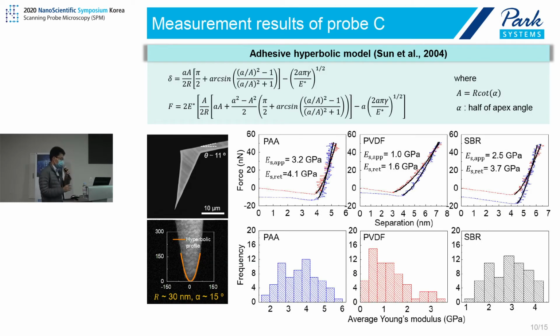So here's the measurement result obtained using probe C. This probe has a conical shape with a rounded apex, and this apex can be modeled as a hyperboloid of revolution. The tip radius in this case is determined to be around 13 nanometers. To consider the adhesion between the tip and the sample, the adhesive hyperbolic model was used to analyze the data. And you can clearly see the effect of friction on the measurement result, similar to the case of probe A.